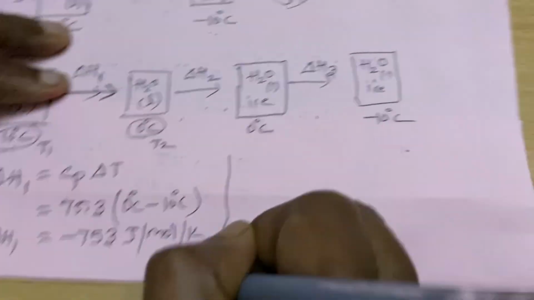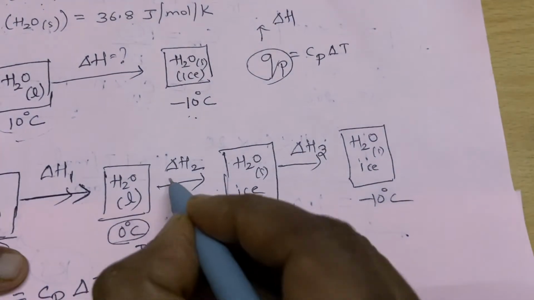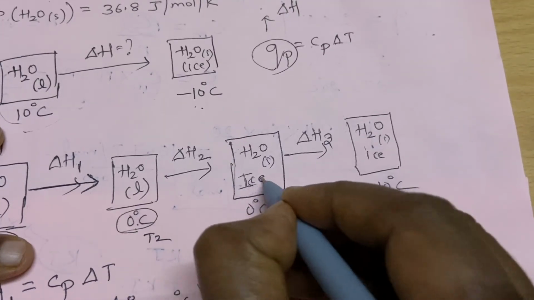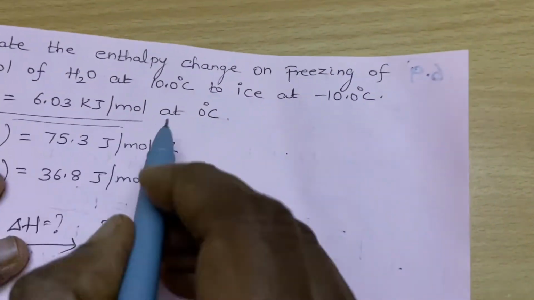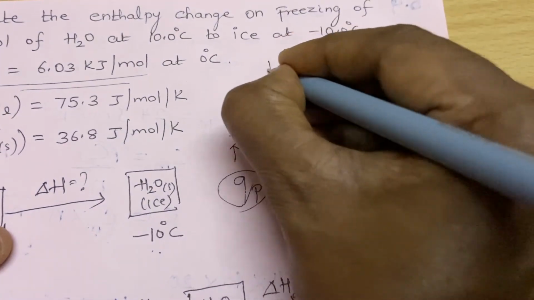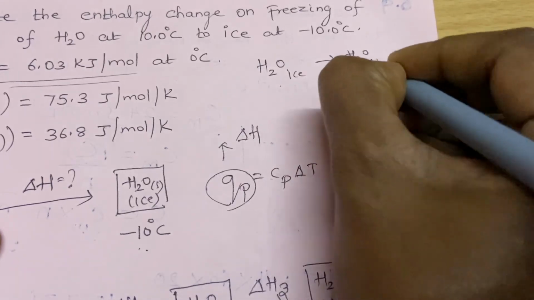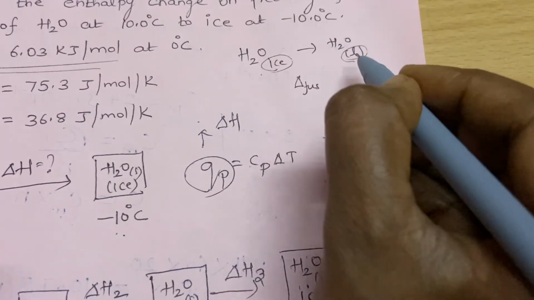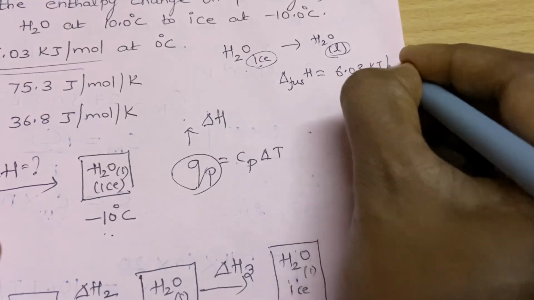So now, your del H2. See students, del H2, the liquid water at 0 degrees Celsius is converting to ice at 0 degrees Celsius. See this data, enthalpy of fusion is given. Enthalpy of fusion normally means the reverse: the ice is converting to liquid water, and this we call fusion. The enthalpy of fusion is 6.03 kilojoules per mole.